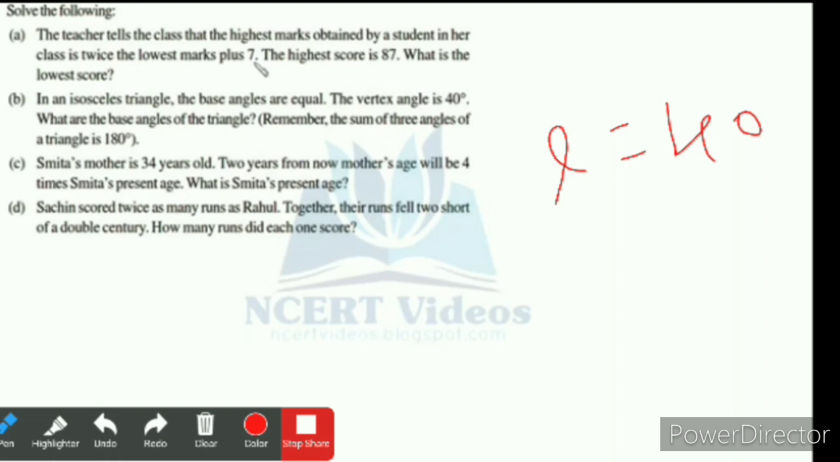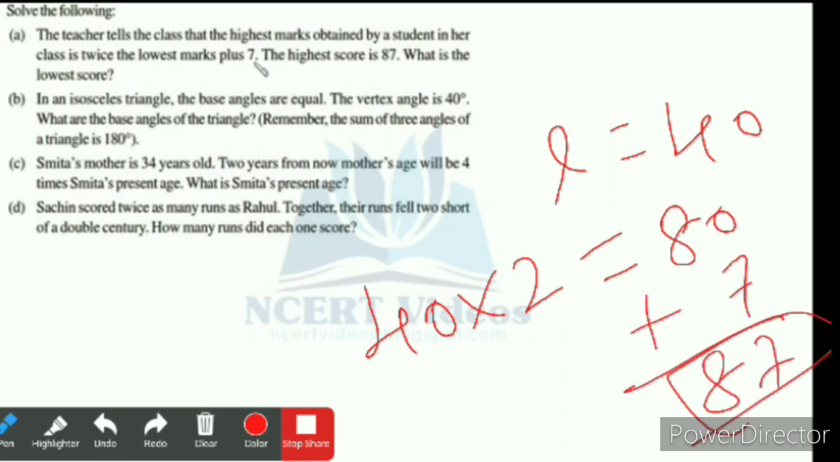Lowest mark is 40. Twice it, double it, that is 40 into 2. What will you get? 80. Add 7, you will get 87. That is the highest mark. We verified our answer also. Got it, children?